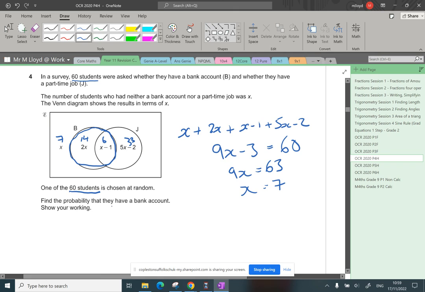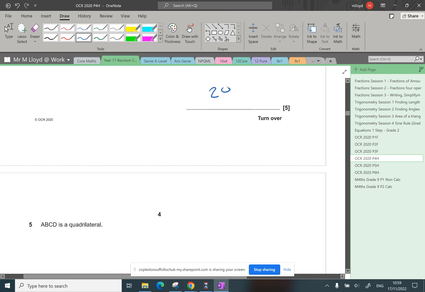Find the probability that they have a bank account. That's going to be the 14 plus the 6, which is 20. So that's 20 over 60. And I'm not going to simplify because it doesn't say that I have to.